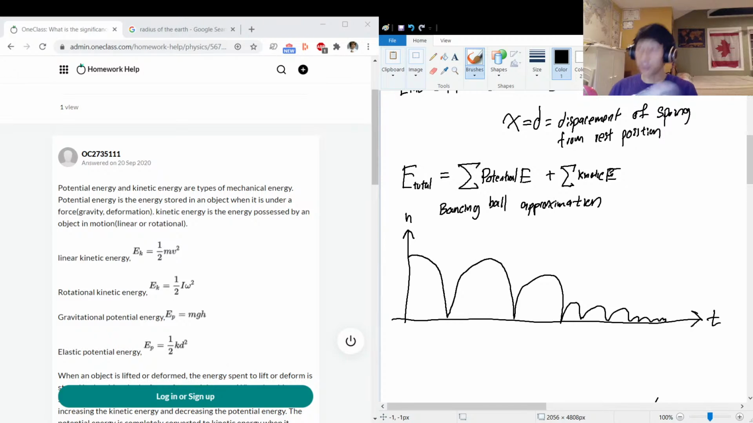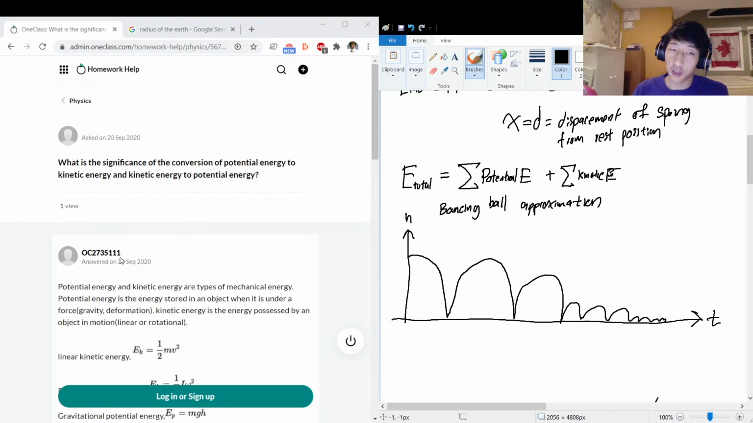At the peak of its bounce, it's going to temporarily have a vertical velocity of 0 because it used to be going up and then it's going down. For just a brief moment, it had to have a velocity of 0, and at that point, all of the energy in the entire system is in potential energy, so that's mgh, and that will be when h is at its highest. So that would be the significance of the conversion of potential and kinetic energy.